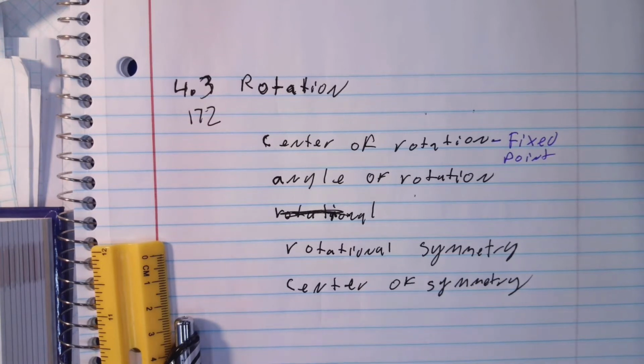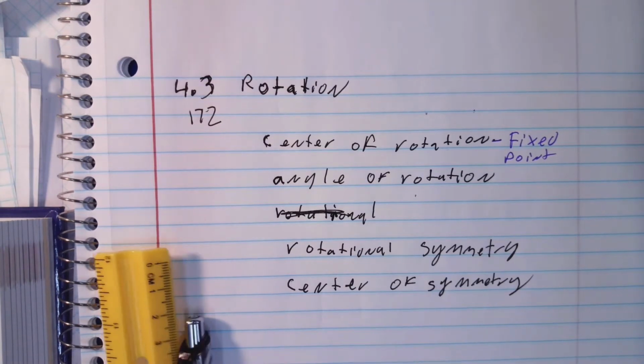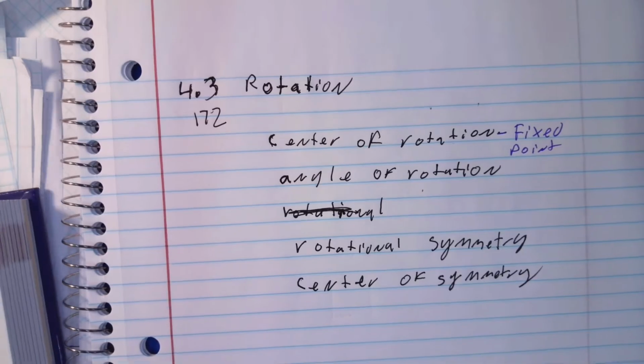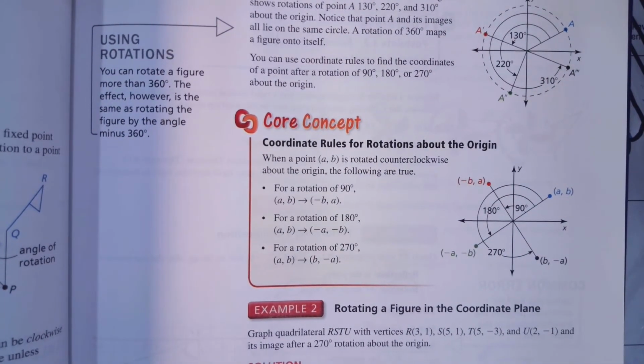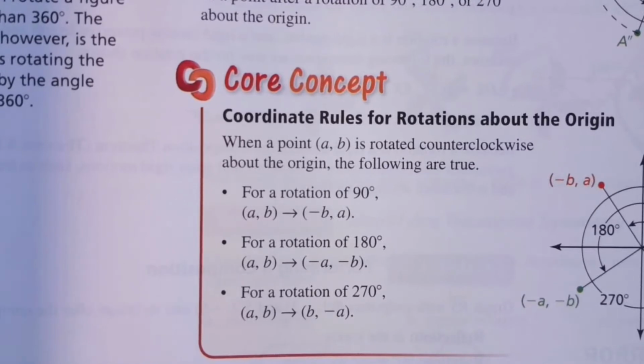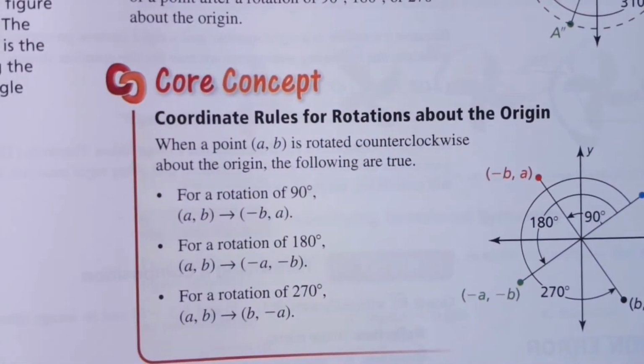Okay, angle of rotation. Rays drawn from the center of rotation to a point and its image form an angle of rotation. The angle of rotation can be any degrees. We're going to focus only on these right here. I'll go over the symmetry in a second. Go ahead and copy down these. It's also in your book on page 173.